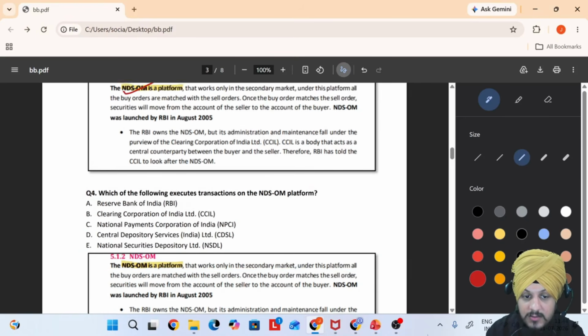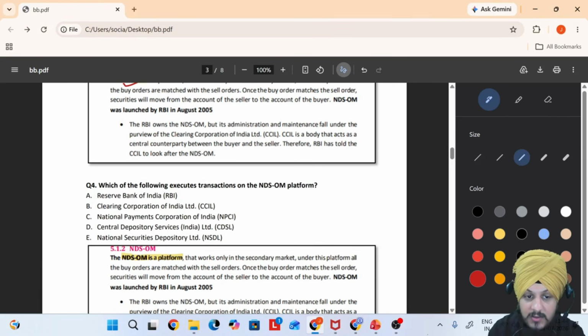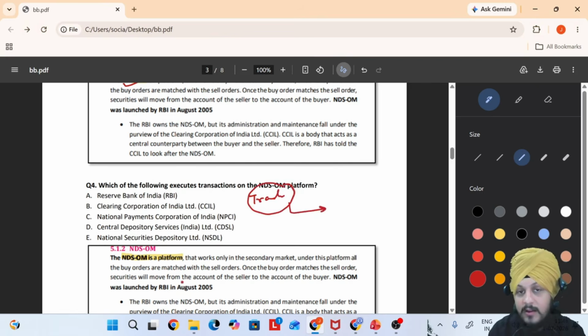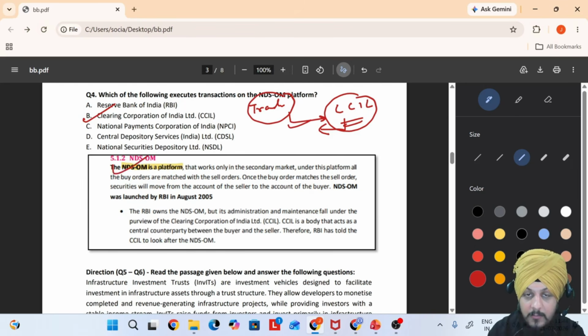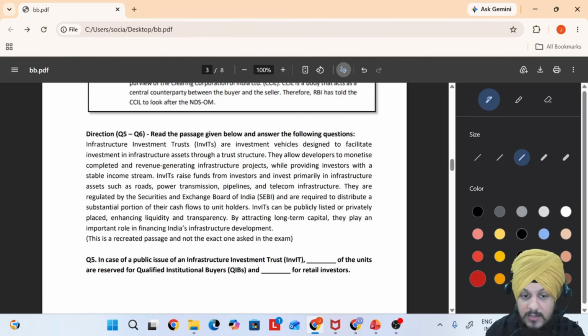Secondly, it asks which of the following executes transactions in NDS-OM. Now over here, if I talk about the trades that are executed in NDS-OM, they are cleared and settled through what? They are cleared and settled through CCIL, which is Clearing Corporation of India Limited, and that is why B is going to be the correct answer to this question, right? And over here, CCIL acts as a central counterparty, right? And it guarantees the settlement and reduces the counterparty risk as a part of the trade. So that is why B is going to be the correct answer, and you can see we had covered it as a part of the EduTap course. Now the next thing. The next is, read the passage given below and answer the following question.